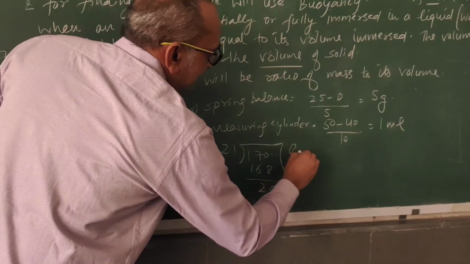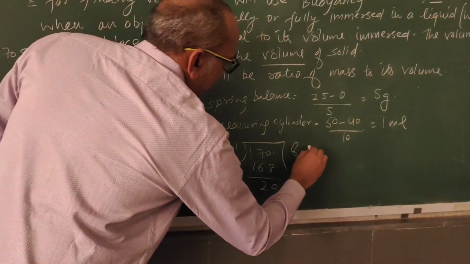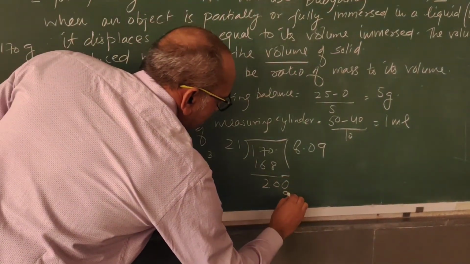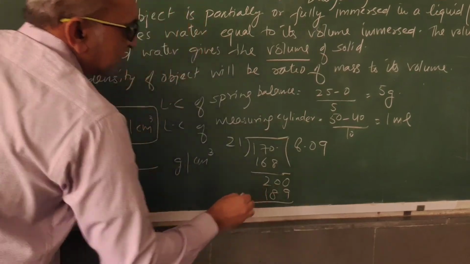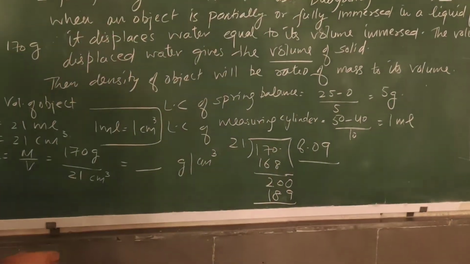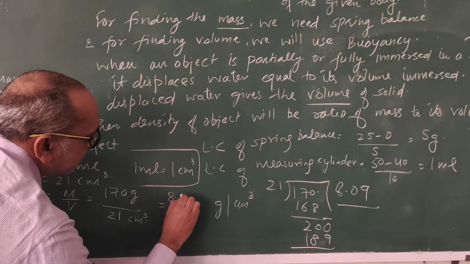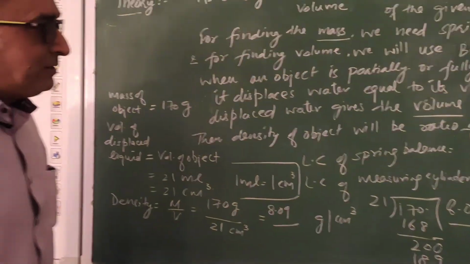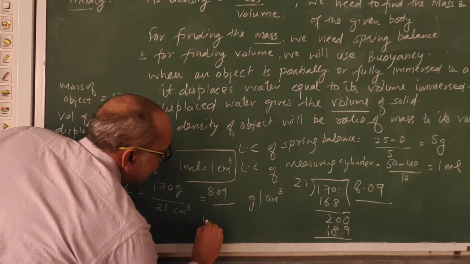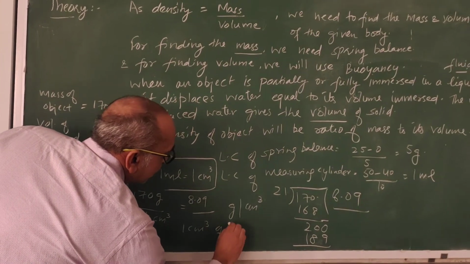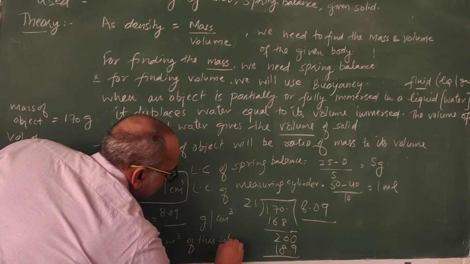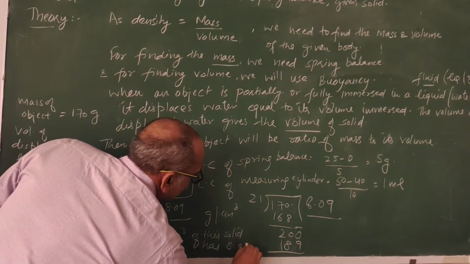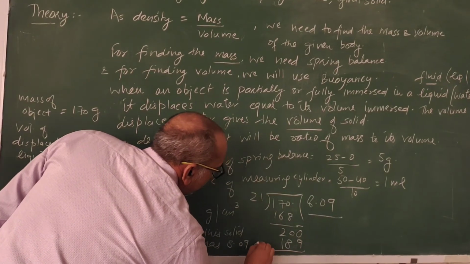0, decimal, again 0, 9. So this is 8.09. So I am writing here 8.09 gram per centimeter cube. What does it tell you? Okay, 1 centimeter cube of this solid has 8.09 gram of mass.